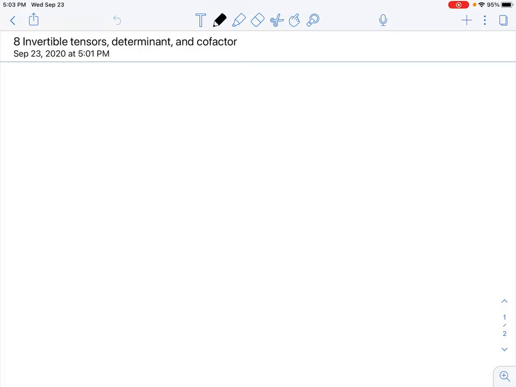Hi everyone, today we're going to talk about invertible tensors, the inverse of an invertible tensor, the determinant of a tensor, and the cofactor tensor associated with second order tensors.